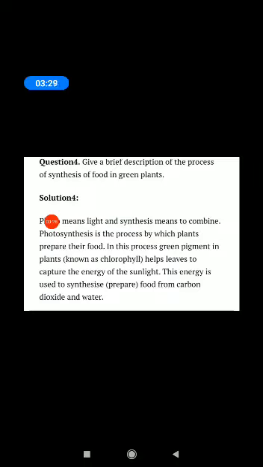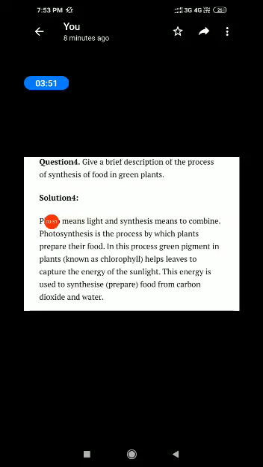helps leaves to capture the energy of the sunlight. This energy is used to synthesize food from carbon dioxide and water. Synthesize means prepare.